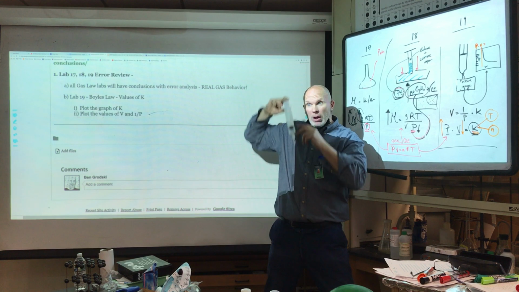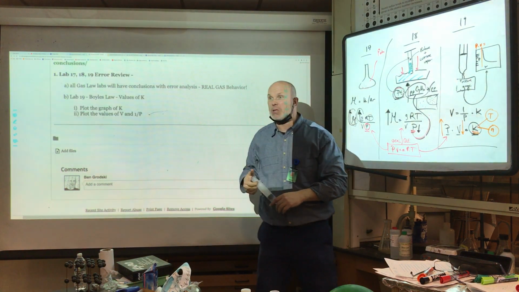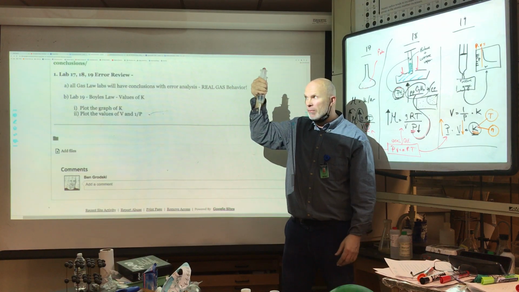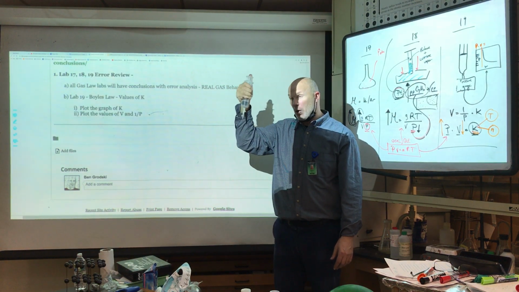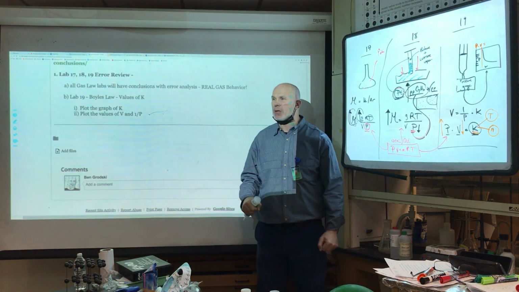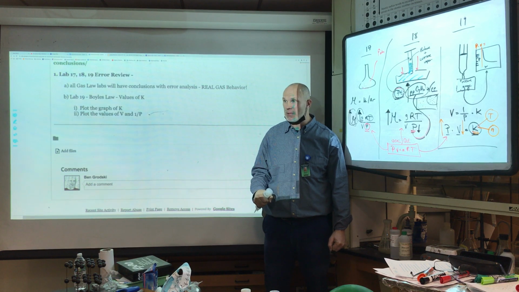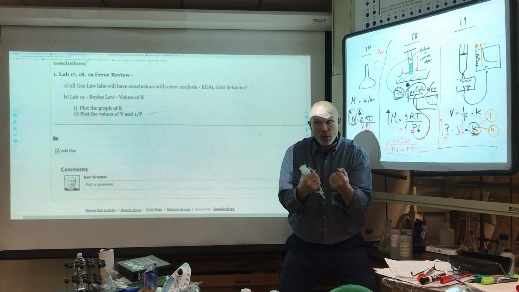Well, I'm pushing them closer together. Increasing pressure. What am I doing to the gases if I push them together? What am I doing to their real gas behavior? Increasing it or decreasing it when I increase the pressure? When I push them closer together, what am I doing to the real gas behavior? Increasing it or decreasing it? Increasing it. You're forcing them closer. They're going to attract more.